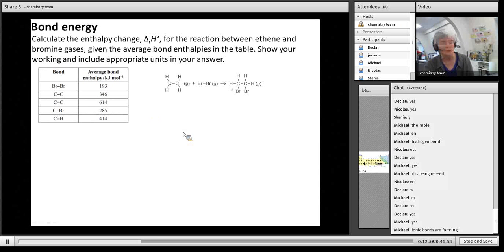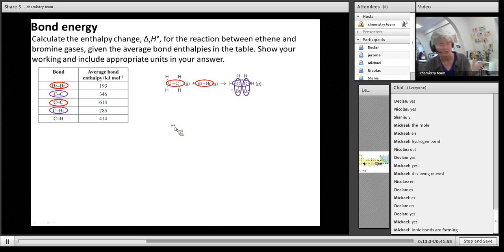So what bonds do we break? The double bond, and there it is, so that's 614. The bromine bond, and there it is, 193. So we've got 614 and 193. If we add that together, that's going to be the energy involved in breaking those bonds. Making, we did this last time, so I'm just going to go over it very quickly. We break 2 bonds and we make 3 bonds.